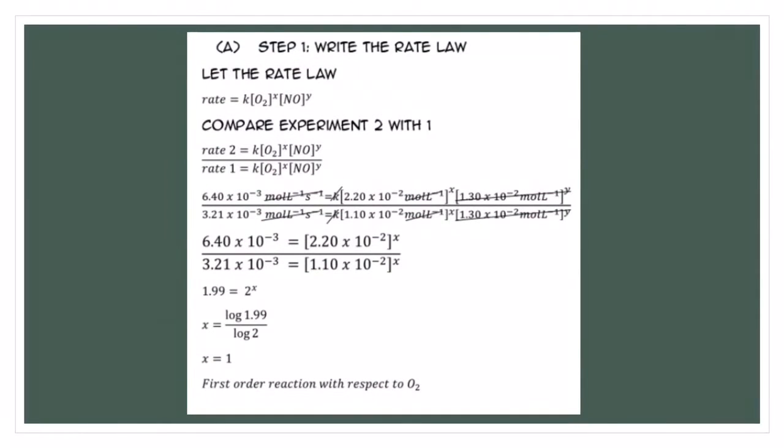Let's start by writing the rate law. We see that the initial concentration of NO is the same in experiments 1 and 2. For these trials, any change in reaction rate would be due to different initial concentrations of O2. Now, let us compare experiments 1 and 2 by substituting their values to the equation. Then we cancel same values from the numerator and denominator. We then divide both sides of the equation and isolate x to get the order of reaction with respect to O2, which is 1, or first order.